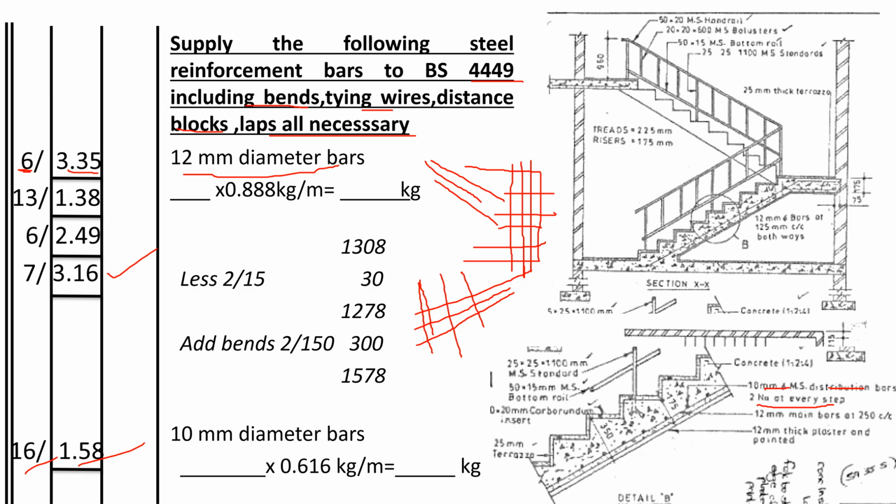Now to get the number of the bars, we usually calculate them in kilograms. When we are giving them to the BQ, we shall multiply by 0.616 kilogram per meter for the 10 millimeters to get their weight, and for the 12 millimeters bar, we can multiply by their density to get the mass for the 12 millimeters bar.